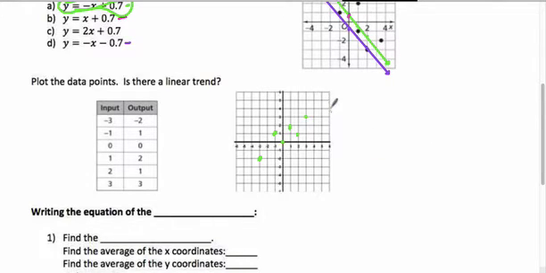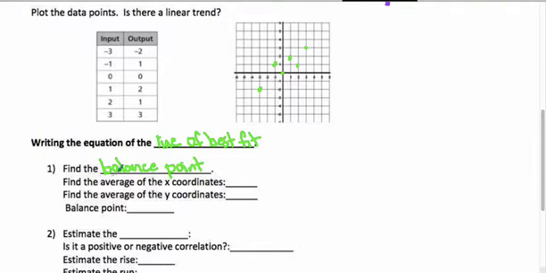Okay, so check that your points look like my points, but I do see a linear trend here. It's definitely a positive correlation. As my x's are increasing, my y's are increasing on each of these dots. So now we're going to write the line of best fit. To do so, the first thing we need to do is find the balance point.